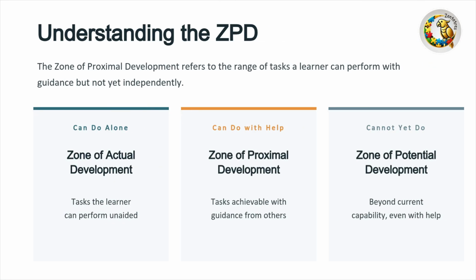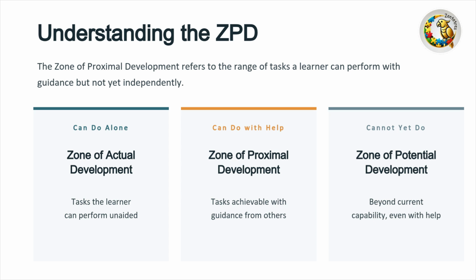The zone of proximal development is a concept that describes the space between what a learner can already do independently and what they cannot yet do even with help. It is the sweet spot where learning is most effective, where tasks are challenging enough to promote growth but achievable with the right support. On the left, we have the zone of actual development.